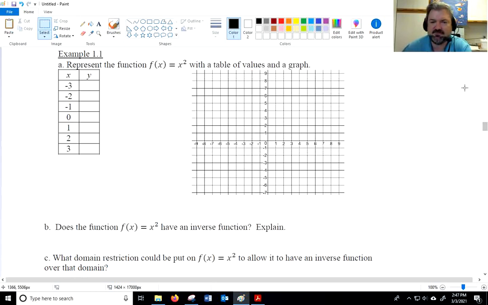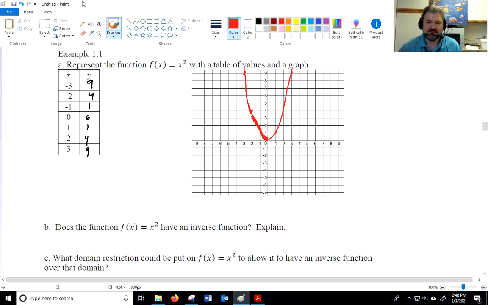So let's start with example 1.1. We're going to represent the function f of x equals x squared with a table of values and a graph. So we've done this a lot, so I'm simply going to be plugging these in for x and squaring them. I get 9, 4, 1, 0, 1, 4, 9. And then we can plot them on our graph here. This generates the familiar parabola that we're all so experienced with. Now, this curve here is called the quadratic parent function because we can derive all other quadratic functions by using our basic transformations of it.